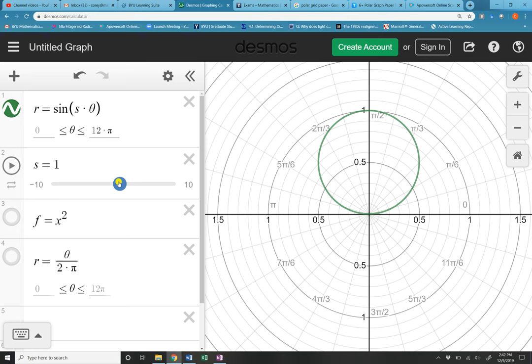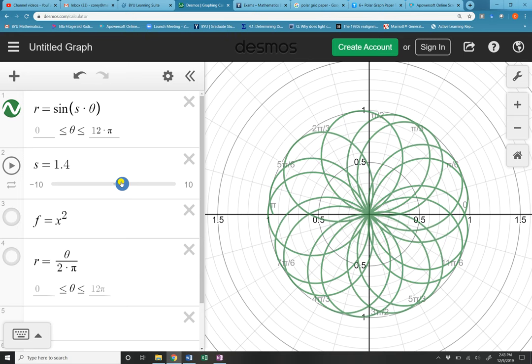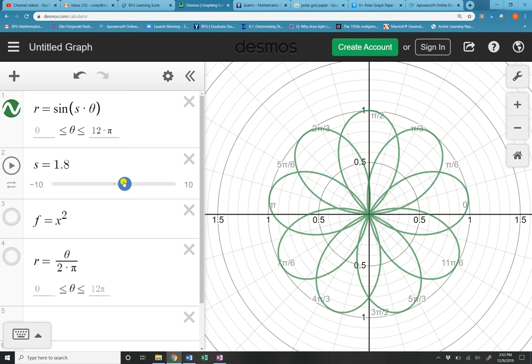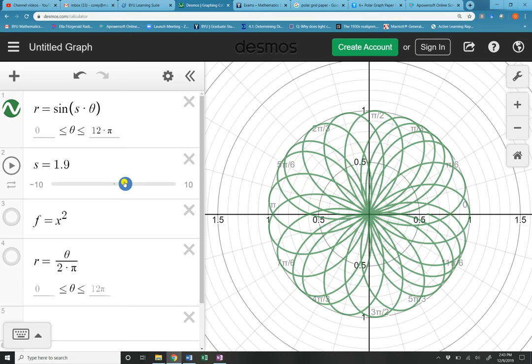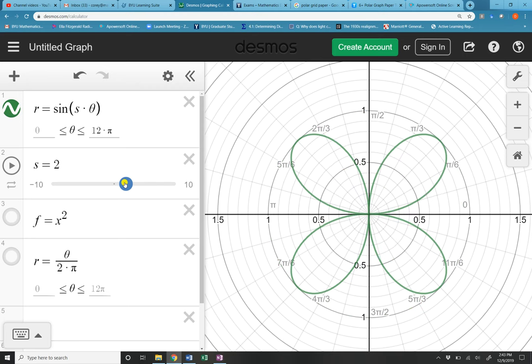So those of you that did your reading might know what happens here. It's going to do some fun stuff while I drag this to 2. I couldn't get it to jump automatically. But yeah, that's kind of cool. A little more, there we go. So this is sine of 2 theta, and I get these petals, I get 4 of them. What's going to happen when I'm at sine of 3 theta?